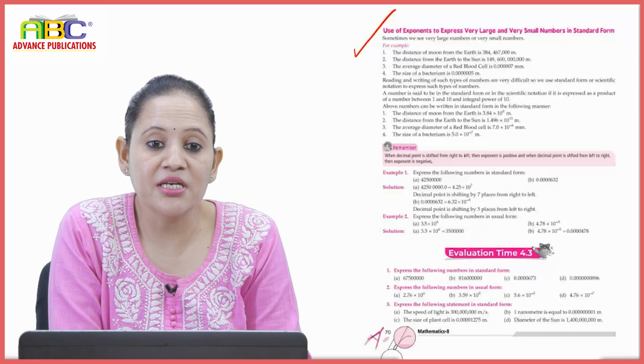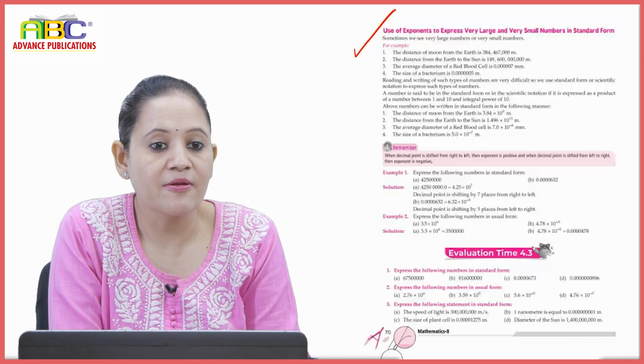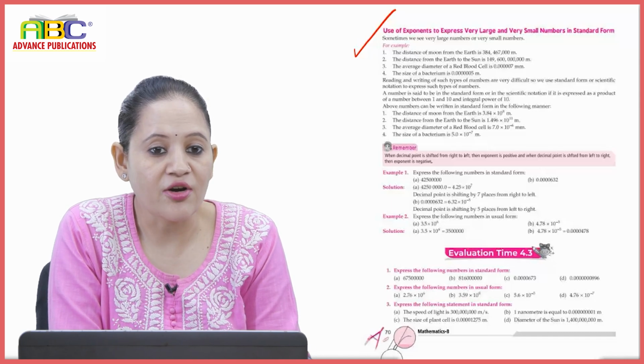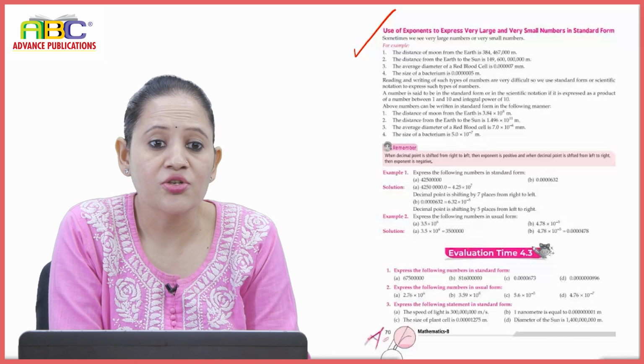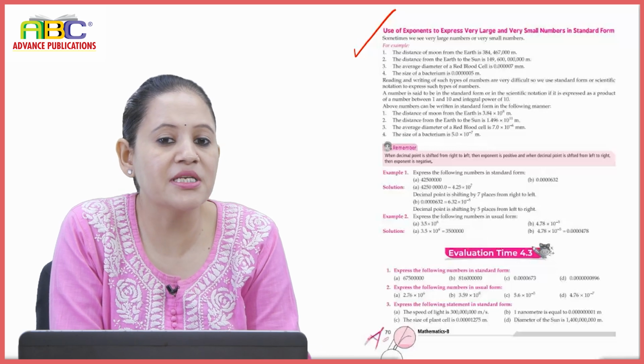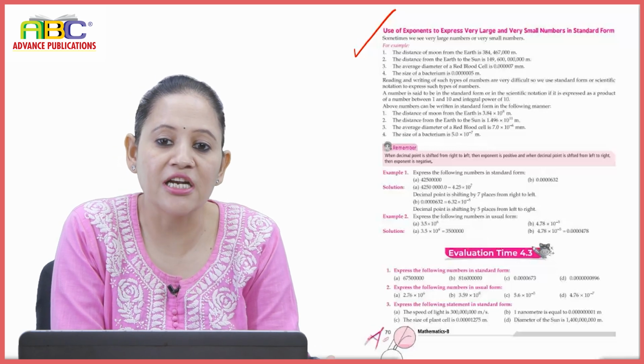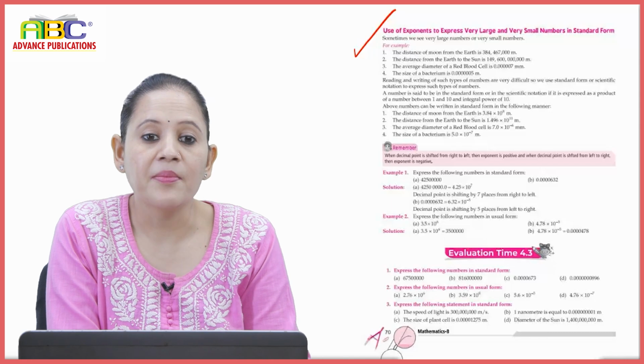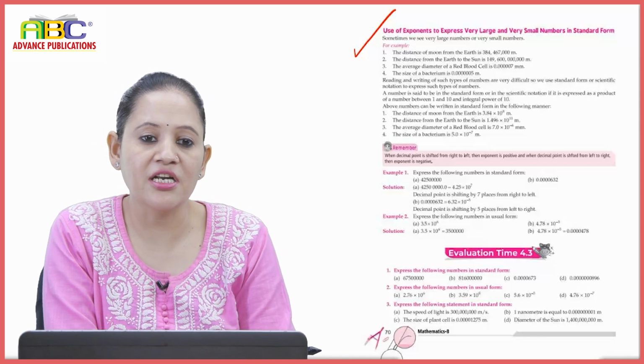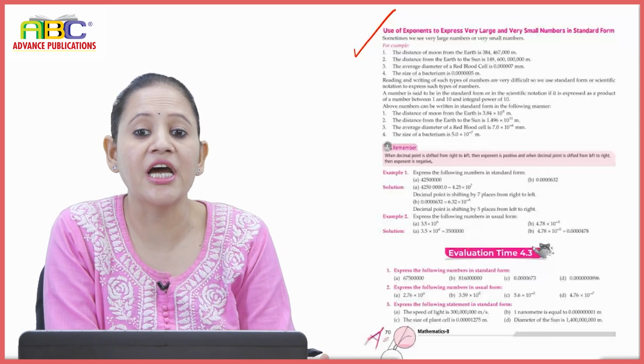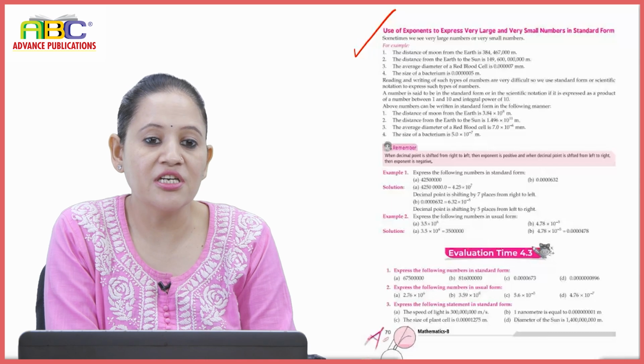The average diameter of red blood cells is given here. The size of the bacterium is given here. So reading and writing such numbers is very difficult. So we use standard form or scientific notation because it's a very large number. Reading and writing these is very difficult. So we will write it in scientific notation.